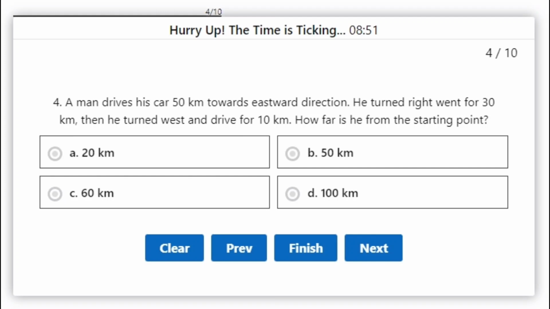Now our question number 4 is: a man drives his car 50 km in the eastward direction. He turned right and went for 30 km. Then he turned west and drove for 10 km. How far is he from the starting point? The options are A 20 km, B 50 km, C 60 km, and D 100 km.